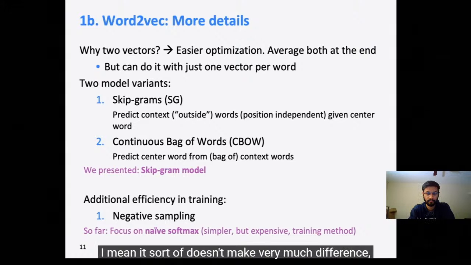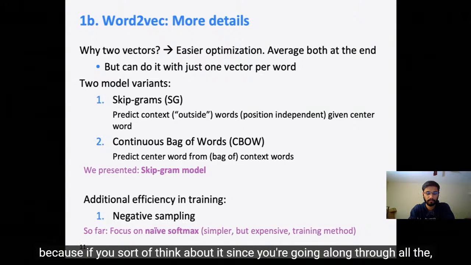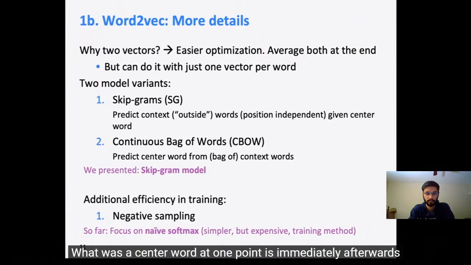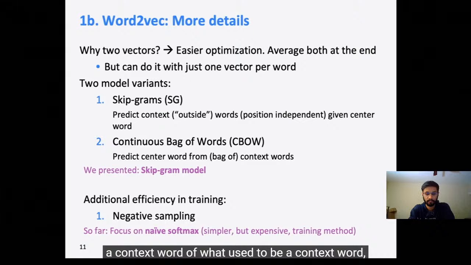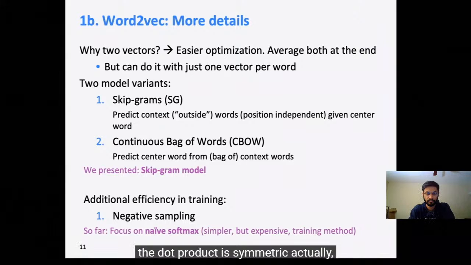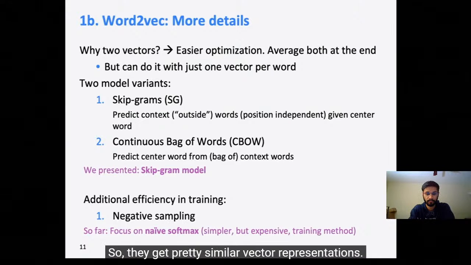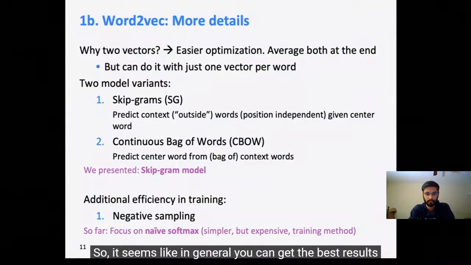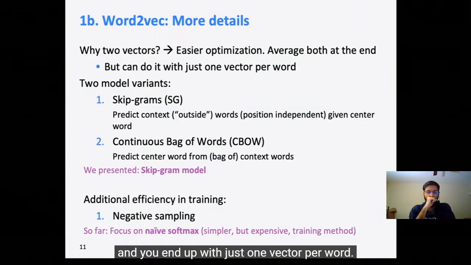It doesn't make very much difference, because if you think about it, since you're going along through all the positions, what was a center word at one point is immediately afterwards a context word, and what used to be a context word is now the center word. So you're doing the same computations all over again, because the dot product is symmetric actually. So they get pretty similar vector representations. It seems like in general you can get the best results by averaging what comes out for your two vectors, and you end up with just one vector per word.